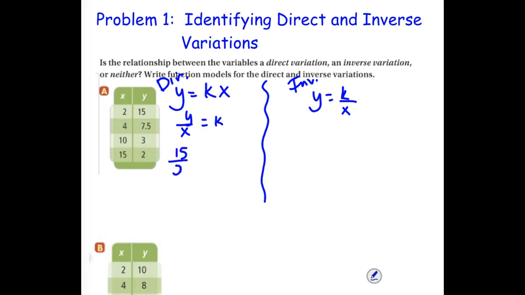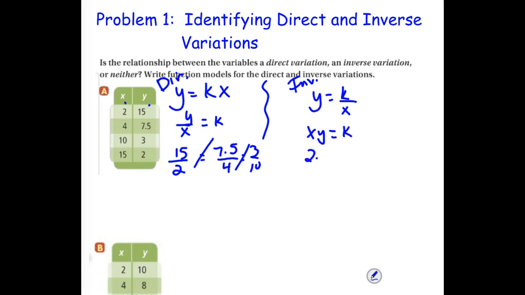Is 15 divided by 2 the same thing as 7.5 divided by 4, or 3 divided by 10? Are those getting us the same thing each time, if we take our y value divided by our x value? No, we're not getting a constant. All right, so since those are not equal, it's not direct. Then we check to see, is it inverse variation? y equals k divided by x, so x times y would now have to give us a constant.